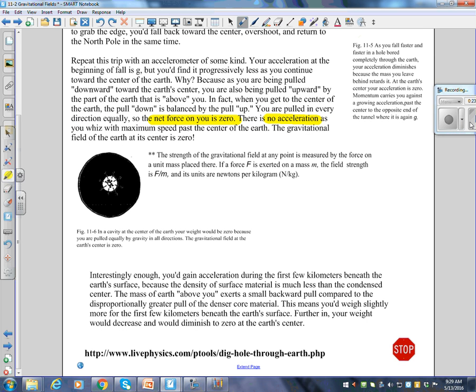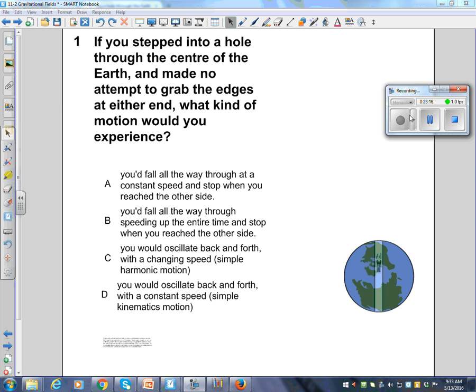Now, you're probably wondering, if you've got a clicker, go ahead and answer this. If you don't, just answer it on the side of your paper. If you stepped into a hole through the center of the Earth and made no attempt to grab the edges at either end, you didn't try to stop, what kind of motion would you experience?